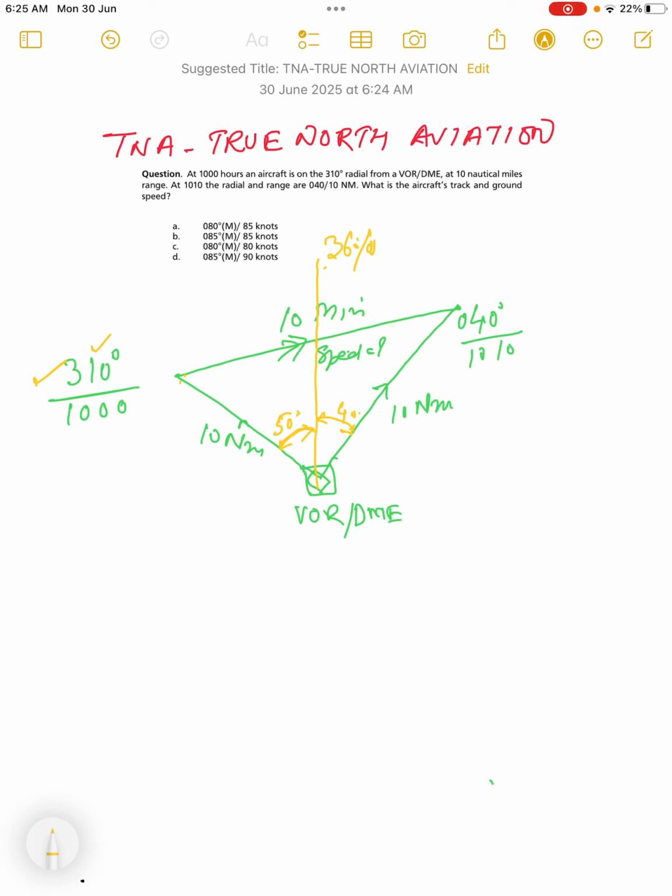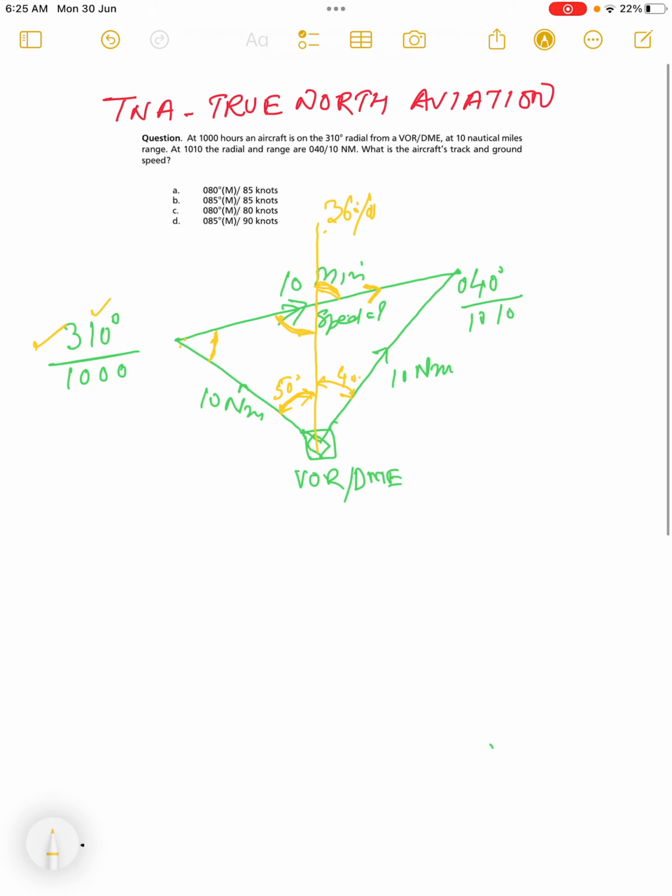First of all, you have to find this track. For finding this track, you should know this angle. What is this angle? For finding this angle, you should know this angle. Okay. This angle is 50. This you have to find. What is this angle? Let's make. This is 50. This is 40. This is a 90 degree angle.